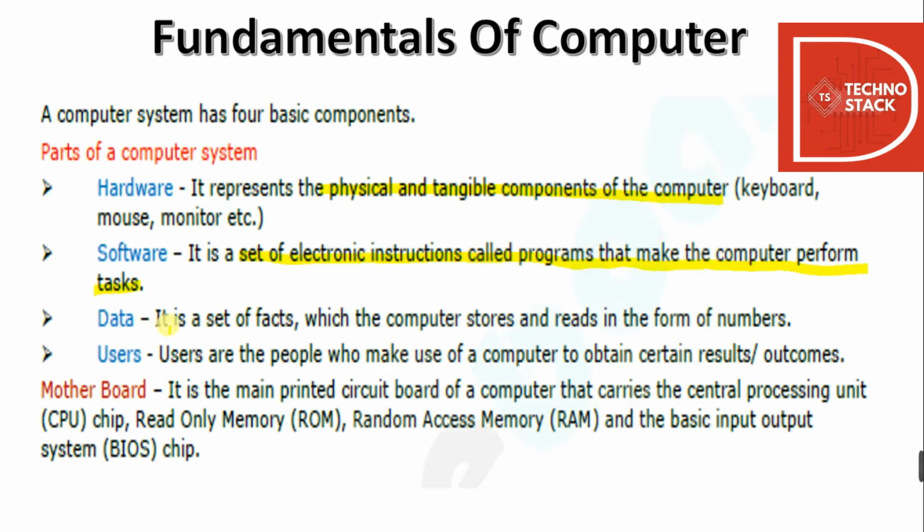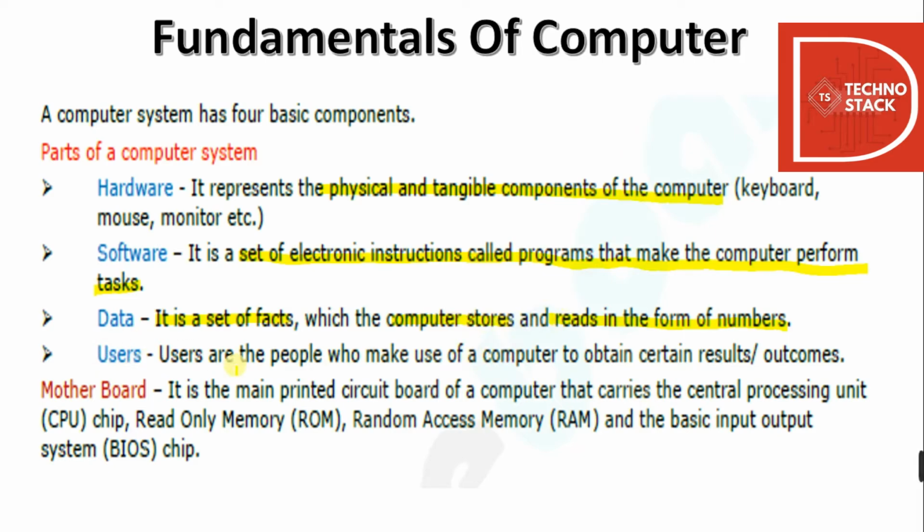What is data? It is a set of facts which the computer stores and reads in the form of numbers. So data is what we give, the set of facts and instructions that we give to the computer, which it stores, then reads and processes, and then gives the output. So data is the input that we give.